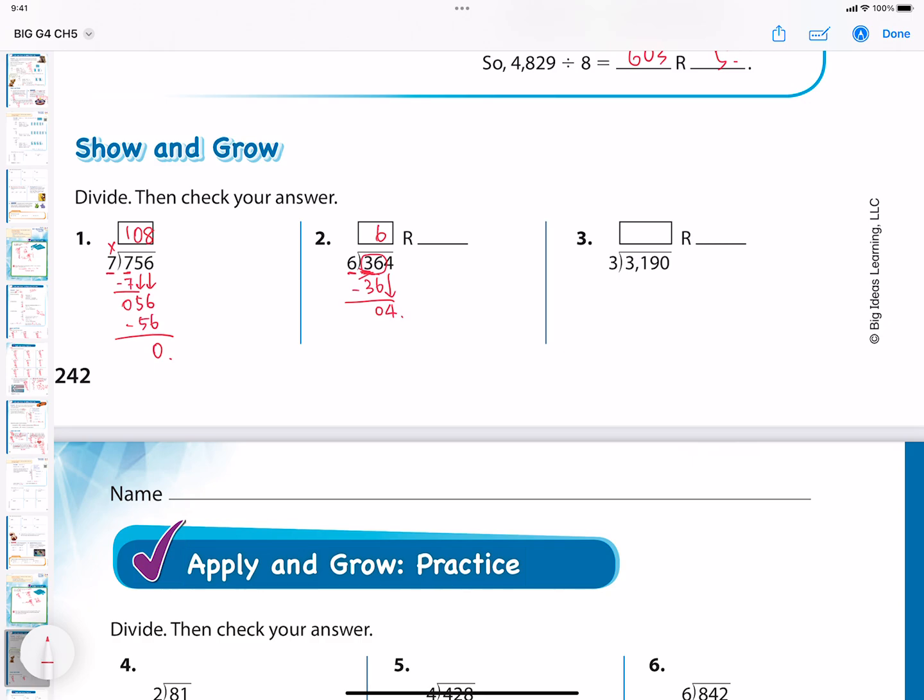And 4. Oh, look at this. This 4 is less than 6, which means you can't do anything. So you need to show them, I couldn't do anything on this place. Hold on, but there is nothing to bring down. That means this 4 itself is the remainder. And our quotient is 60. Make sense?